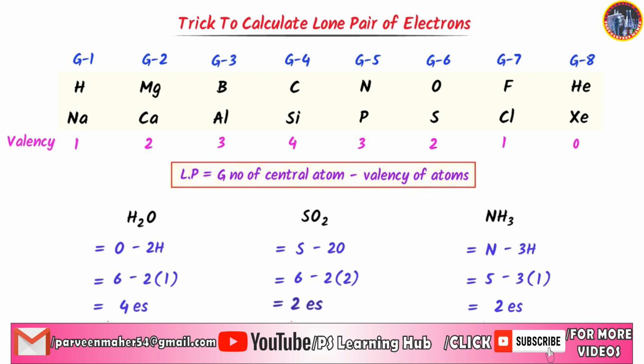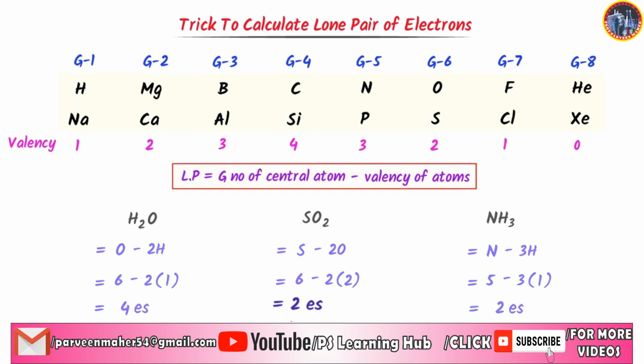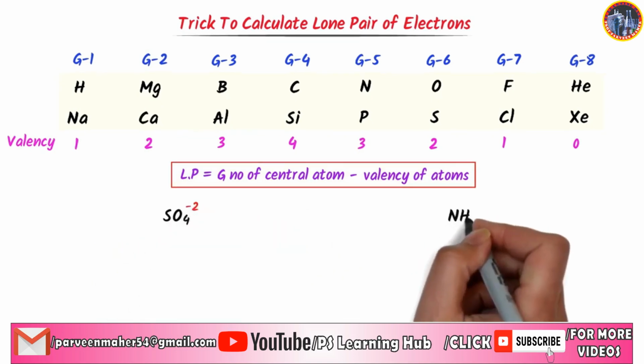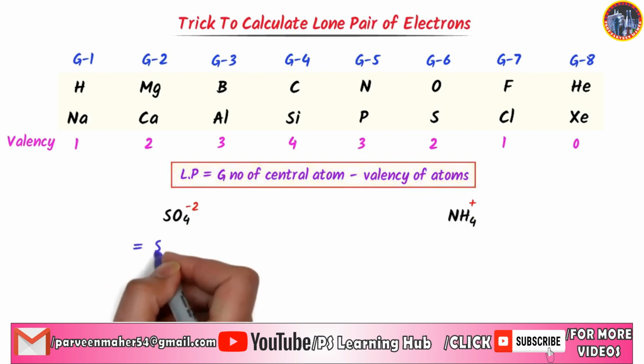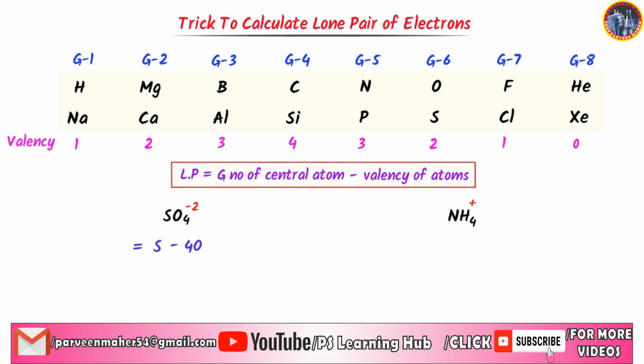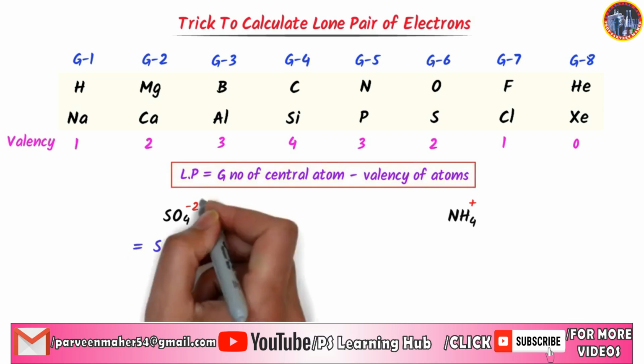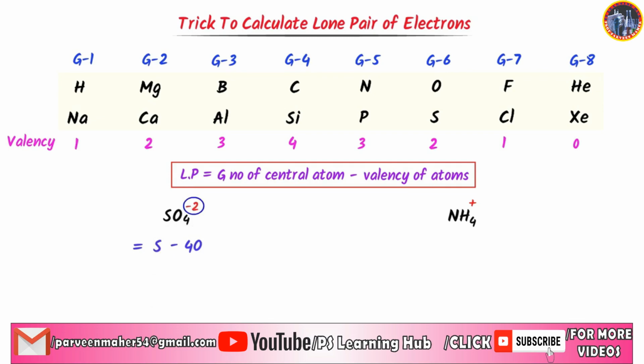Now how can we calculate lone pair of electrons on central atom of ions? Well, consider these ions. We already know that the formula of lone pair is group number of central atom minus valency of surrounding atoms. Here, sulfur is central atom, minus 4 oxygen atoms. We can see that there is negative 2 charge on this ion. This negative 2 means that this ion has gained 2 electrons. So I add these 2 electrons to central atom. I write sulfur plus 2 minus 4 oxygen atoms.